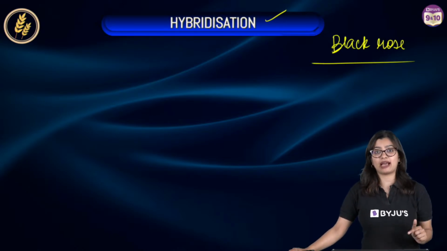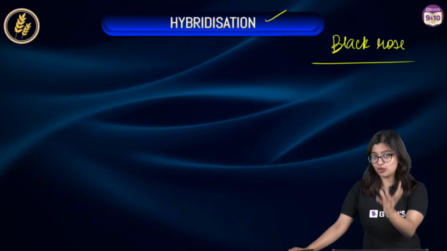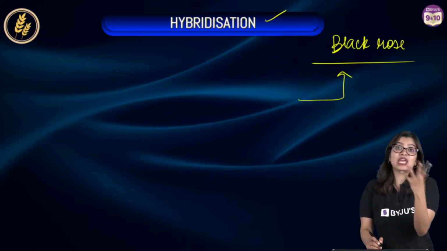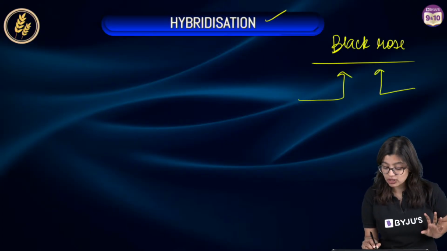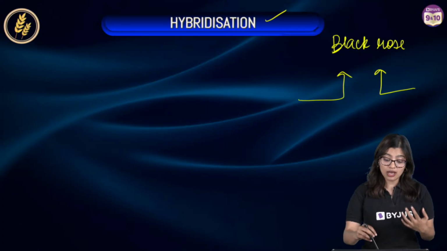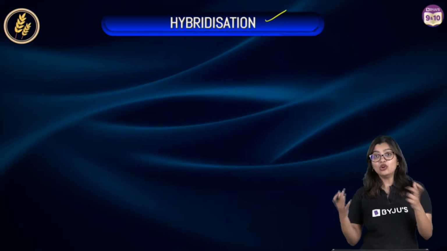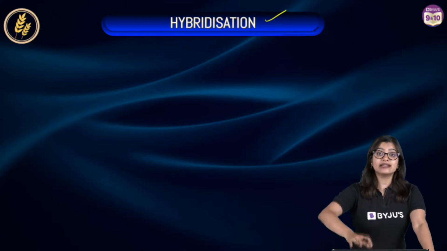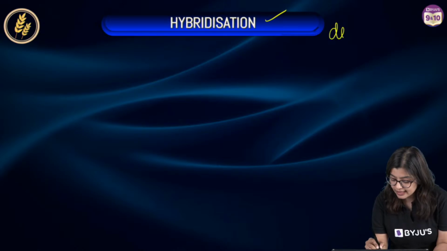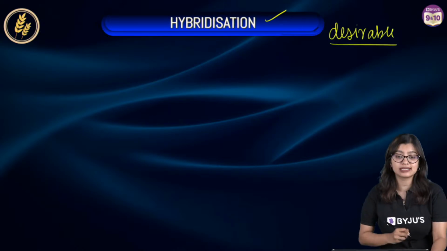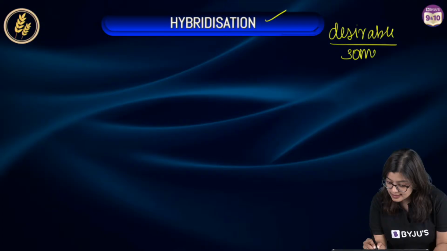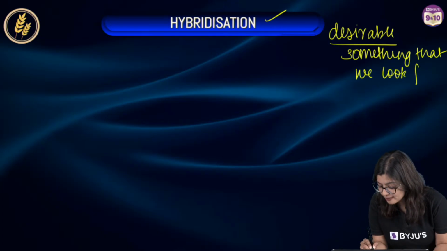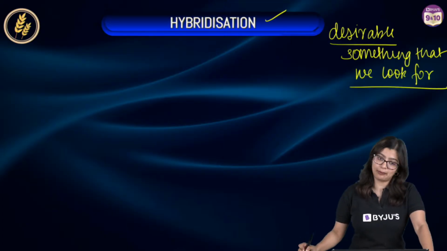But no, I want black, which means that I need to do this in such a way that I get what I want. I need something which gives me black color, and I need to have the rose of my choice. So here we are looking at two characteristics that are desirable. What is desirable? Desirable is something that we look for in a plant.